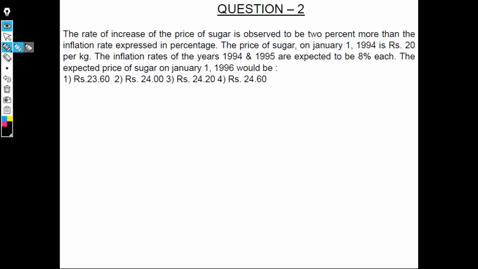Okay, guys, let's do it. So here it says the rate of increase of the price of sugar is observed to be 2% more than the inflation rate expressed in percentage. As on 1st January 1994, price is 20, and the inflation rates for the years are expected to be 8% each. So we can straightway say that my value is 2% more, so it is going to be 10% in both the years. So multiplying factor is 1.1 two times, which is 1.21 into 20 comes out to be 24.2. So the right answer option is 3.